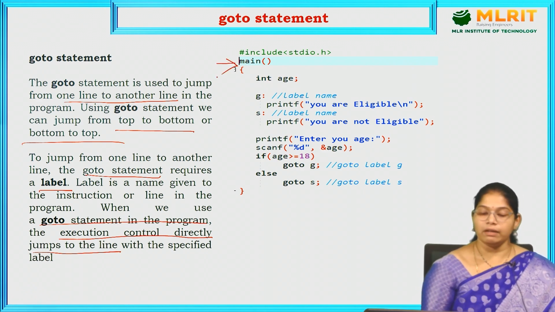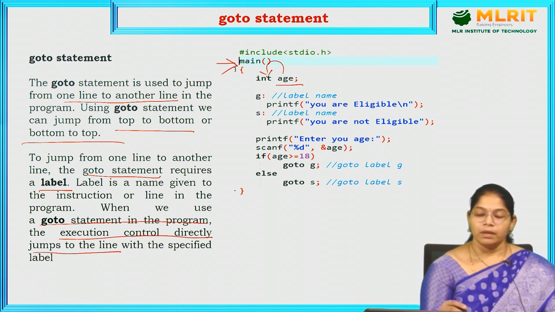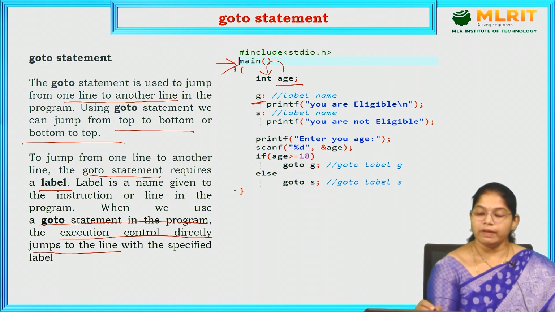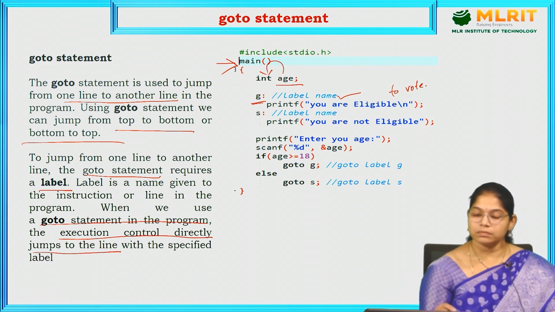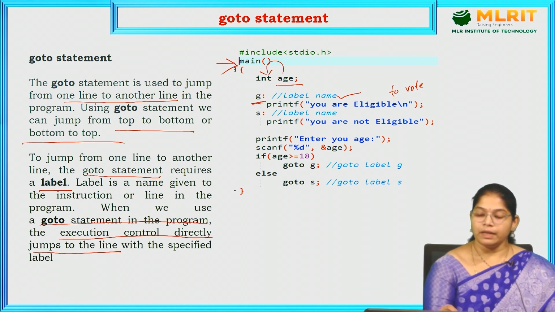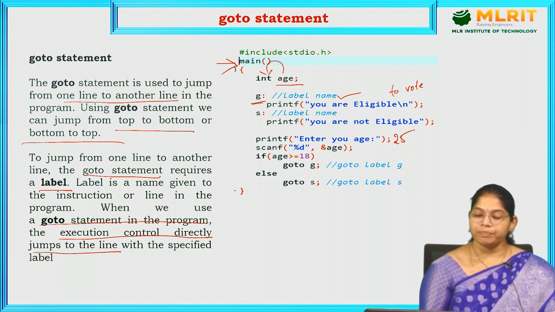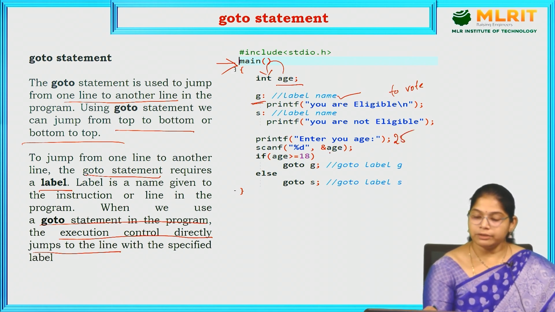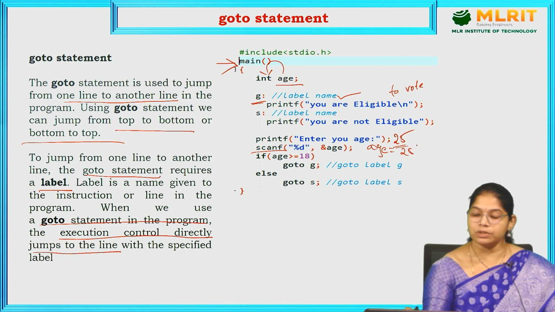So in main, I have declared age as an integer type. Then here we have G, which is a label name. printf, you are eligible to vote. Then S, label name, printf not eligible. Then printf enter age. Let us suppose age is 25. Now we have to read this particular input given by the user using the scanf function. So now the age value is 25.